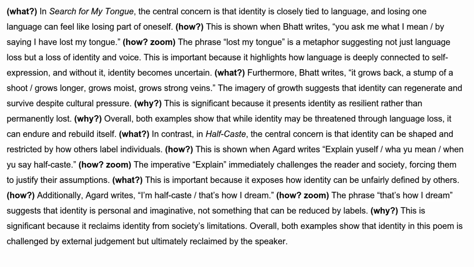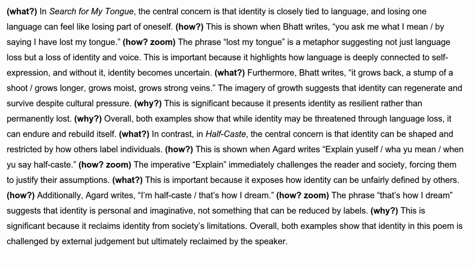So this is a sample paragraph from those two poems. So first of all, we've got the what. In Search for My Tongue, the central concern is that identity is closely tied to language, and losing one's language can feel like losing part of oneself. Well, how does she do that? How do we see that? This is shown when Bart writes, "You asked me what I mean by saying I've lost my tongue." Maybe we can zoom in a little bit more there, because the phrase "lost my tongue" is the key one there. It's a metaphor suggesting not just language loss, but loss of identity and voice.